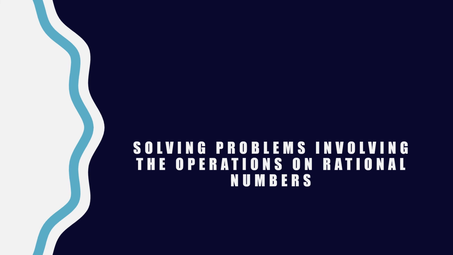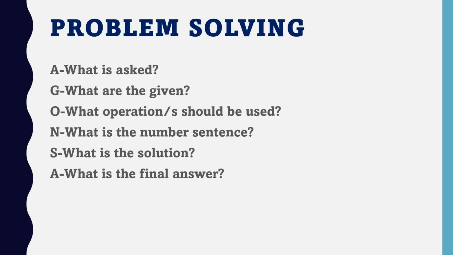For the next part of our discussion, let us look into some worded problems involving the operations on rational numbers. For our solutions, you can use this method or you can use this acronym. We are going to use AGONSA. A for what is asked, G for the given, O for the operation, N for number sentence, S for the solution, and A for final answer. By using this acronym, you can fully answer what is necessary in the worded problem given.